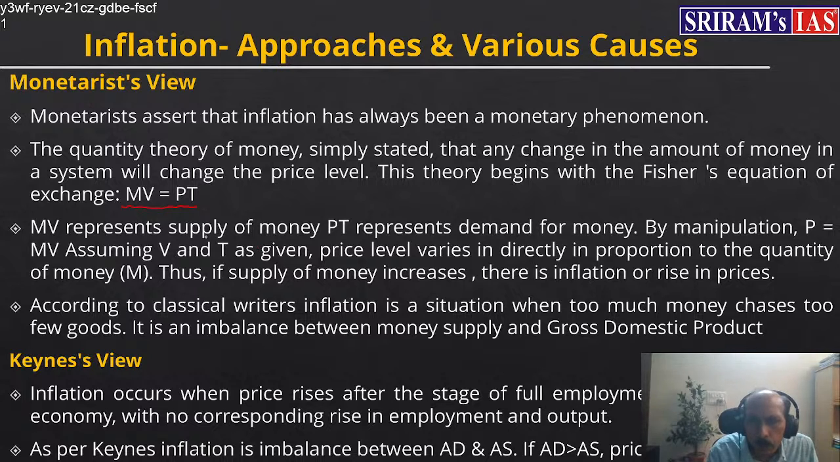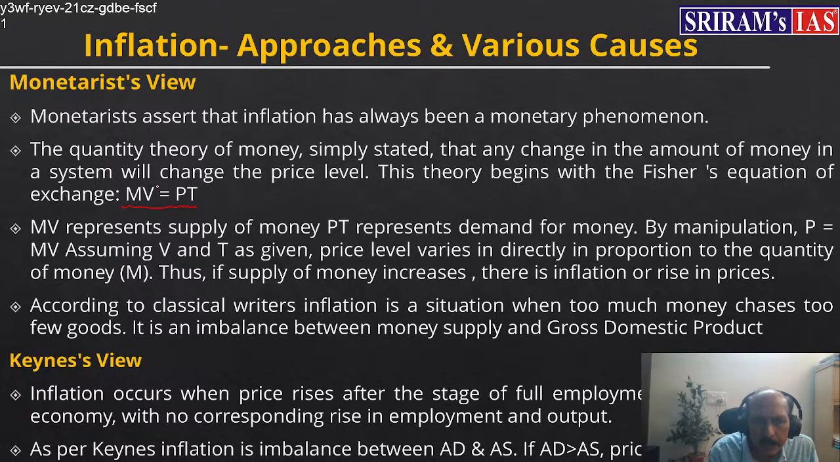In this equation, they say that M is the money supply, V is the velocity of money, P is the price level, and T is the level of income or level of transactions.